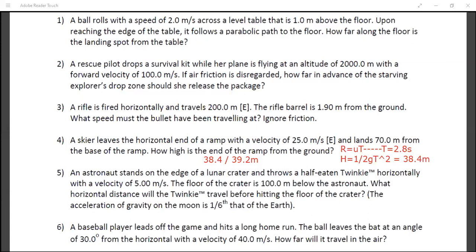Sir, it is a type 2 horizontal projectile where height is half g t square. The height of the crater is 100 meter. So 100 is equal to half into g. I use 10, but since it is on the moon, it would be 10 by 6. Then I calculated and got t square as 120, so t is 2 root 30.